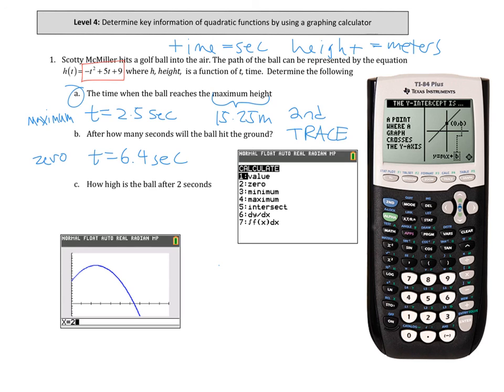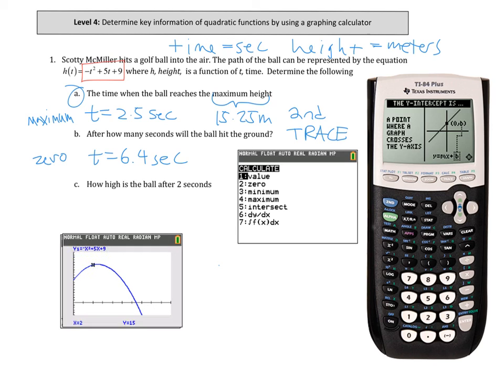So this allows you to tell the calculator an x value, and then it will give you the y value that goes with it. So we'll type in 2, and then press enter, and the calculator should tell you y equals 15. So when x is 2, or t is 2 in this case, y is 15. So how high is the ball after 2 seconds? That would be 15 meters.